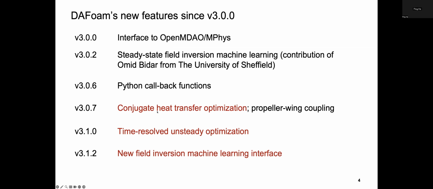For the time being, today I'm going to focus on 3 main features. The first is the conjugate heat transfer optimization capability. The second one is the time-resolved unsteady optimization. The last one is that we have a new field inversion machine learning interface. Okay, unsteady aerodynamic shape optimization.